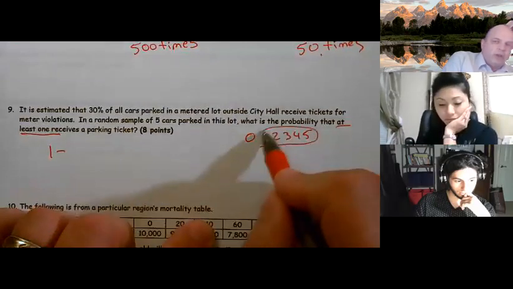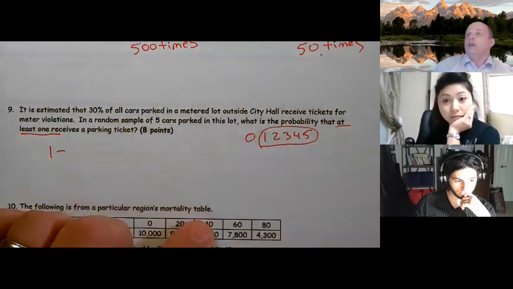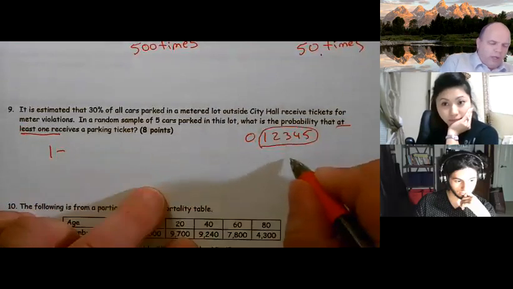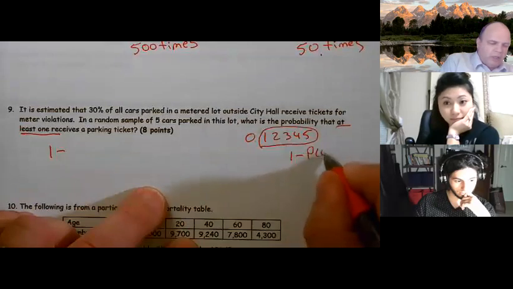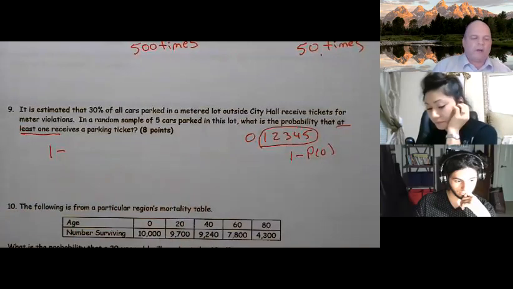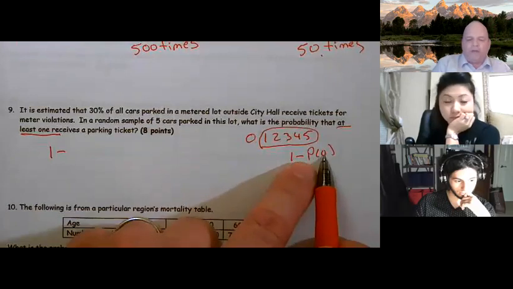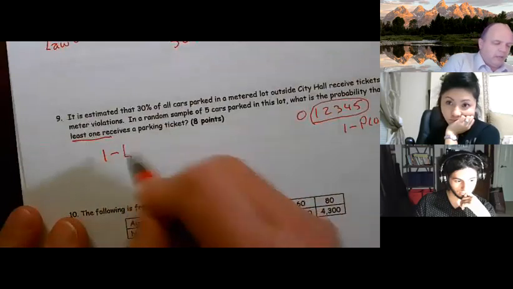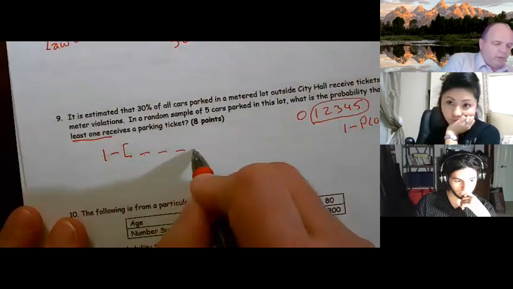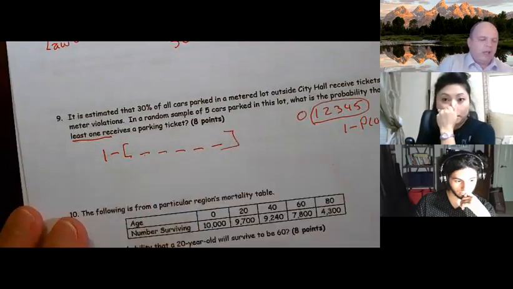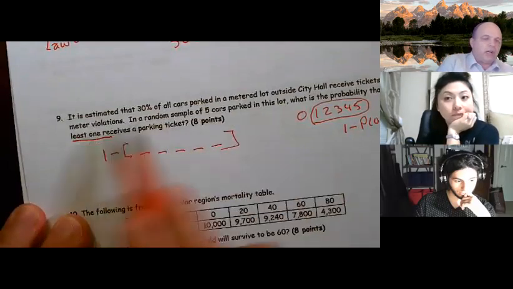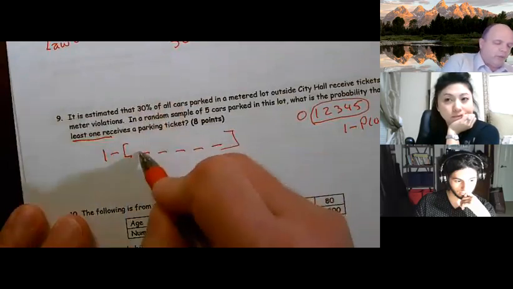This satisfies the at least. But because we know that all probabilities sum together, I can go 1 minus the probability of 0, and that'll be a much faster way of working this problem. So what's the probability that none of the cars receive it? Well, in that case, I'm looking at 1, 2, 3, 4, 5 cars. And since it's an at least, I need to use the complement, which is going to be 0.7.